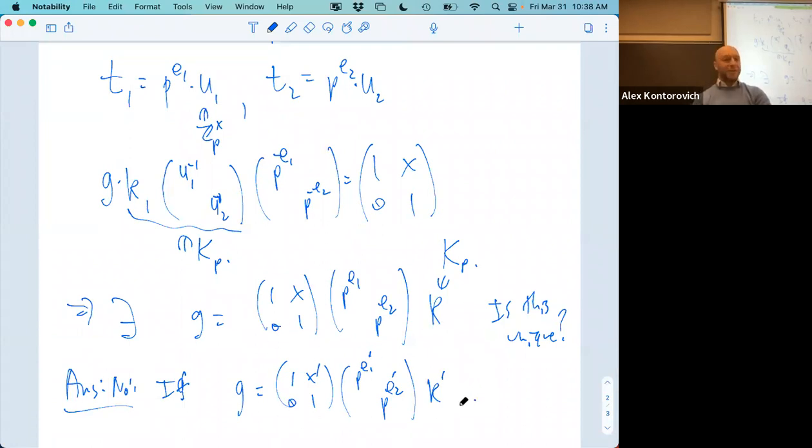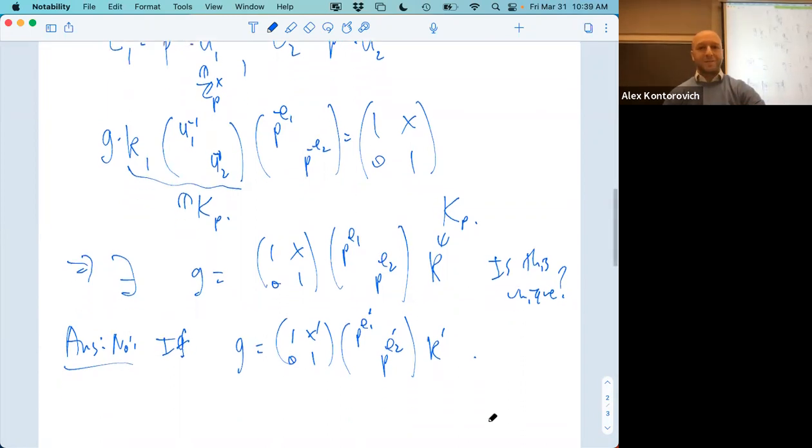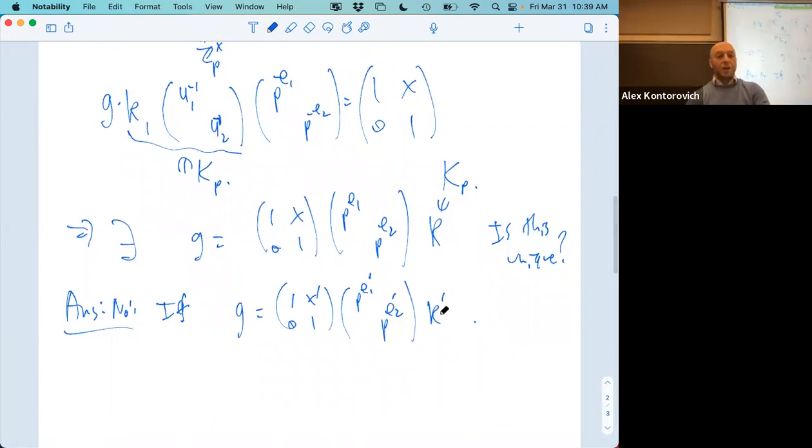If there's some other representation, I want conditions so that X must equal X prime, E1 must equal E1 prime, and E2 must equal E2 prime, and hence K prime must equal K. This is what I want, the uniqueness. But they're both equal to G, and so they're equal to one another.